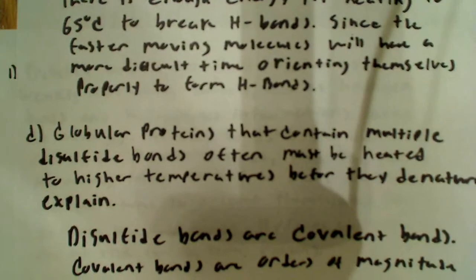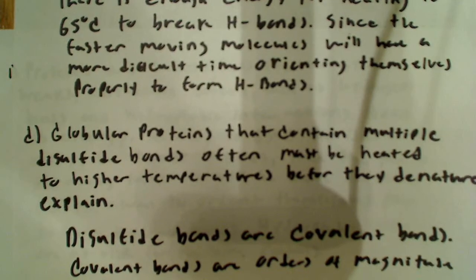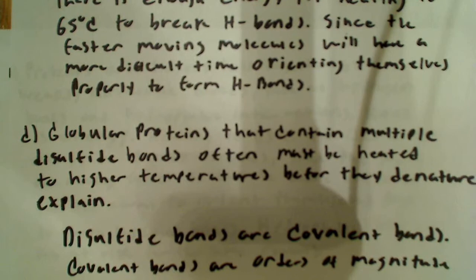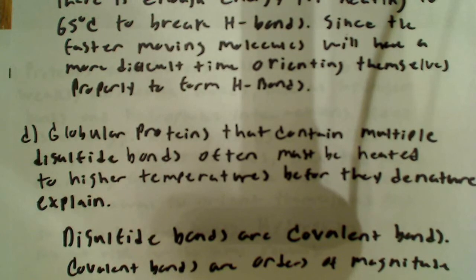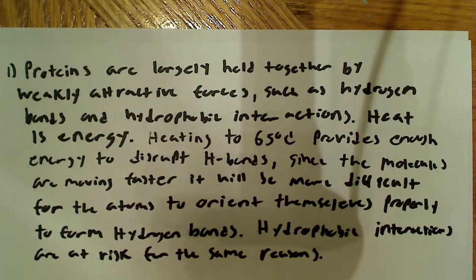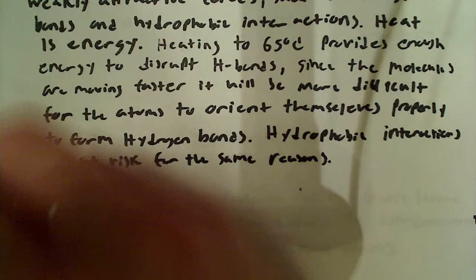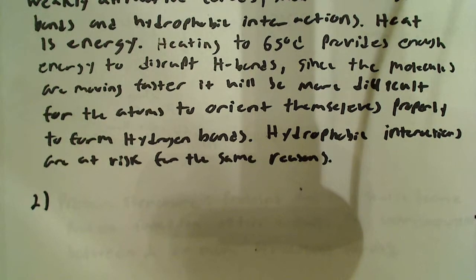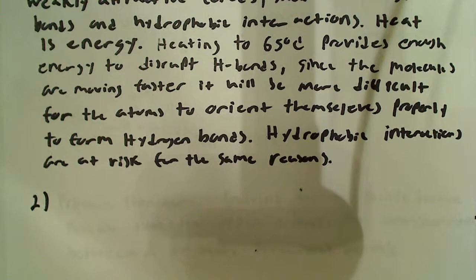So here's the second question, now that we've answered the first one. It says, globular proteins that contain multiple disulfide bonds often must be heated to higher temperatures before they denature. Explain why.